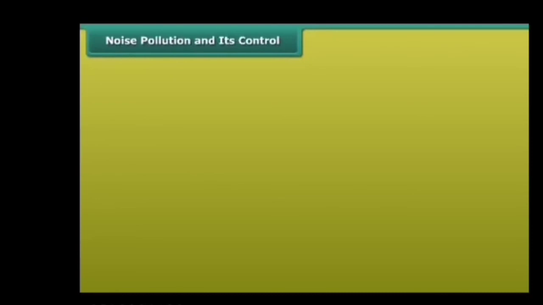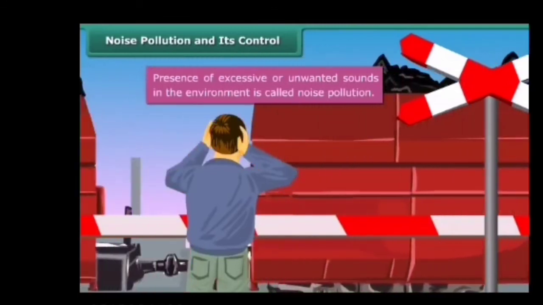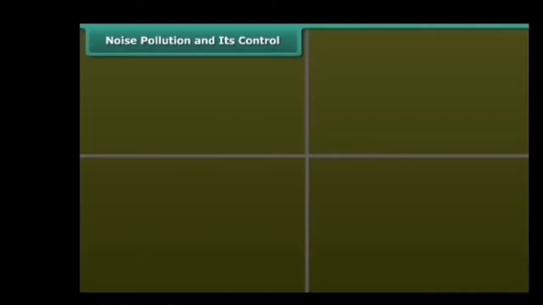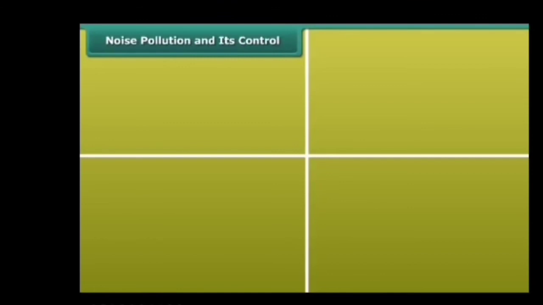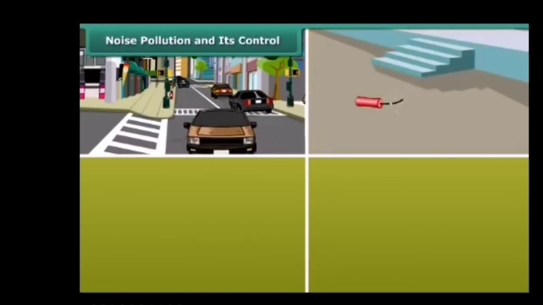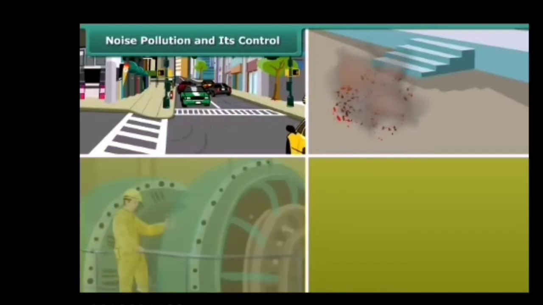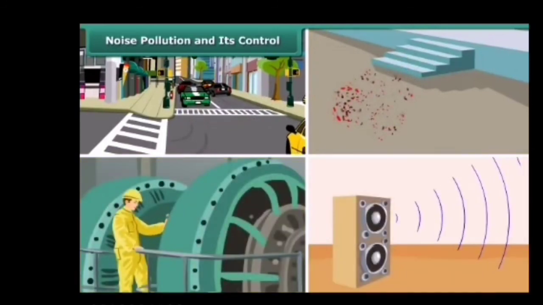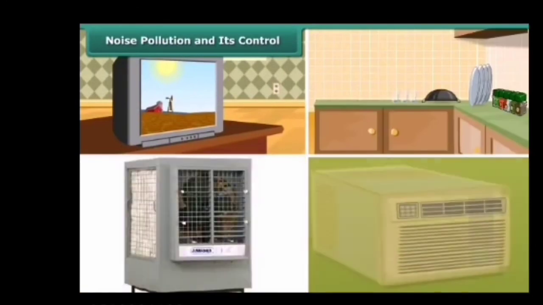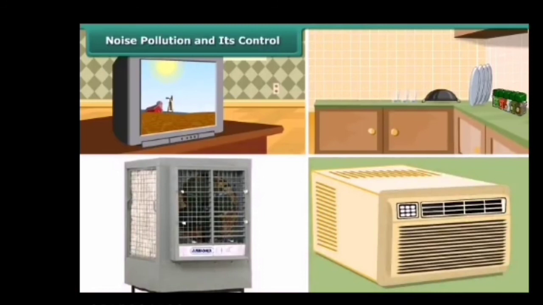Noise pollution and its control. The presence of excessive or unwanted sounds in the environment is called noise pollution. Major causes of noise pollution are sounds of vehicles, explosions including bursting of crackers, machines, loudspeakers, etc. Television and transistor radio at high volumes, some kitchen utensils, desert coolers, and air conditioners all contribute to noise pollution.